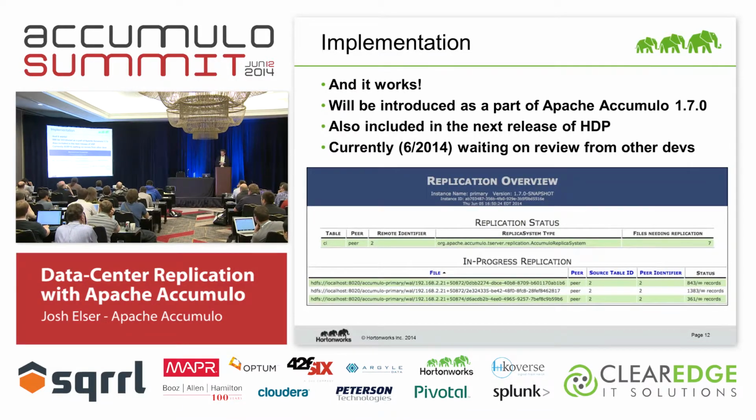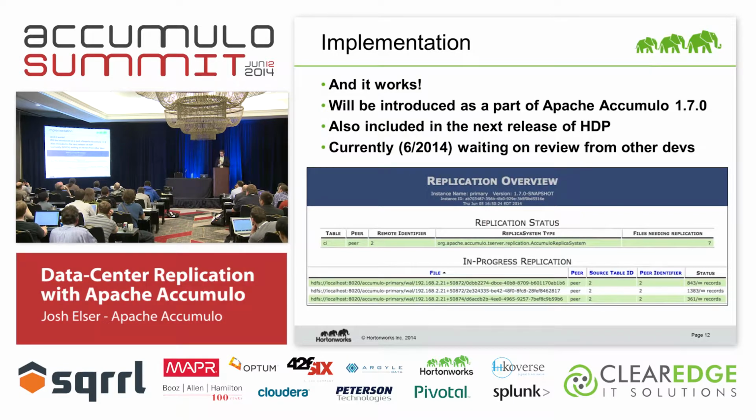The nuts and bolts of this is that it will be included as a part of Apache Accumulo 1.7.0. It will also be released as a part of the next version of the Hortonworks Data Platform, HDP. And right now it's sitting up in its own branch in Apache, and you can go check it out. I've been keeping up to date. It has some reviews, but it's hard to get someone to look at 20,000 lines of code, minus Thrift.